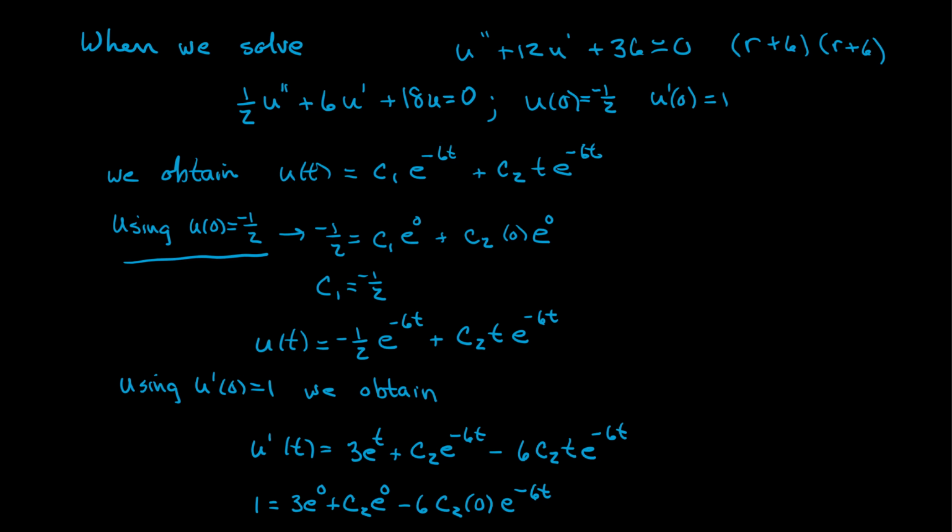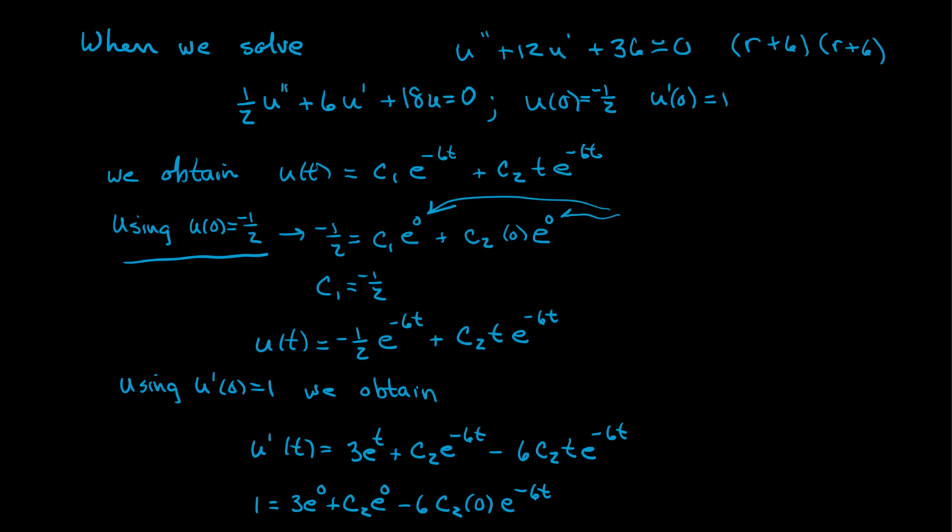And because it's a double root, we introduce a factor of t into the second term. This gives us c1 e to the -6t plus c2 t e to the -6t. We're then going to apply our initial position. U of 0 equals -1/2. Now the nice thing here is every place there's a t, we have a 0.